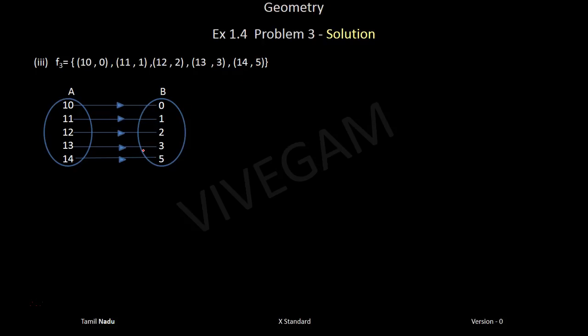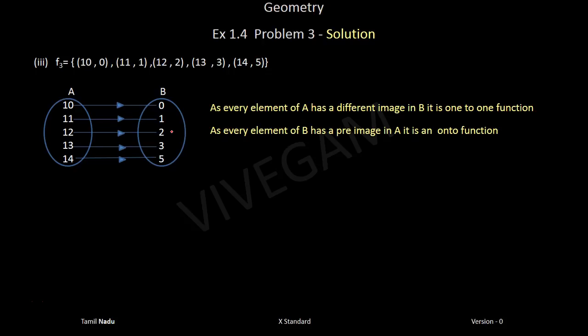So that is what is done here, and you can see each and every element of A has got an image, so it's a function, and each and every element of A has got a different image. There is no crisscrossing of arrows. So all the arrows do not intersect. If they intersect, they have one common image, right? So each one has got a different image. So it's a one-to-one function. And all the elements of B have got a pre-image. So it is an onto function. So thus it is both one-to-one as well as onto, and thus it is known as a bijective function.